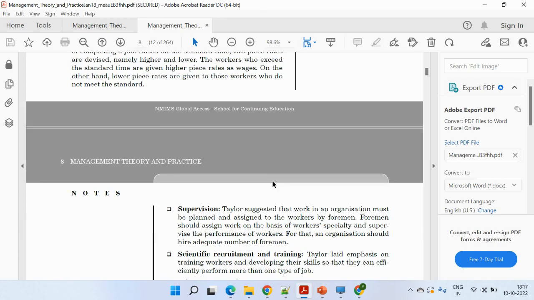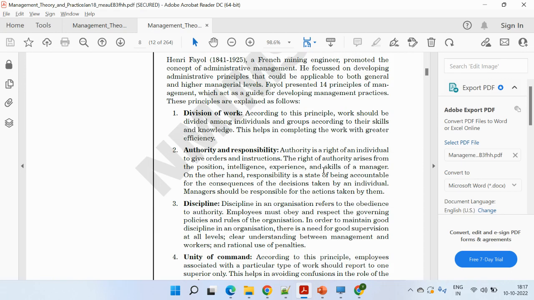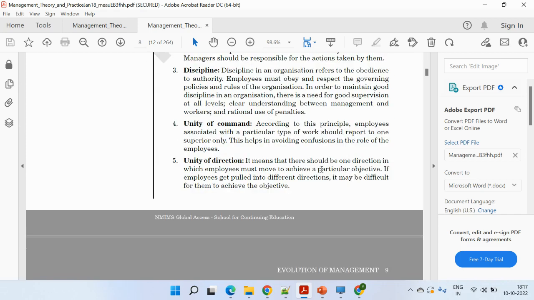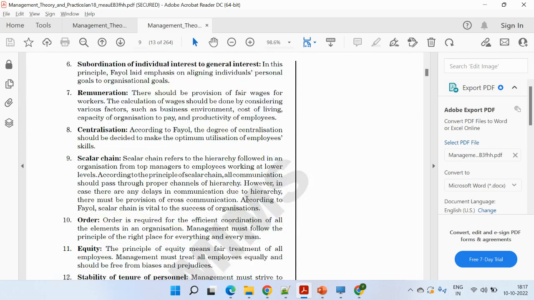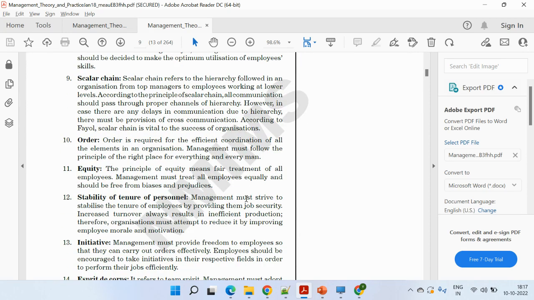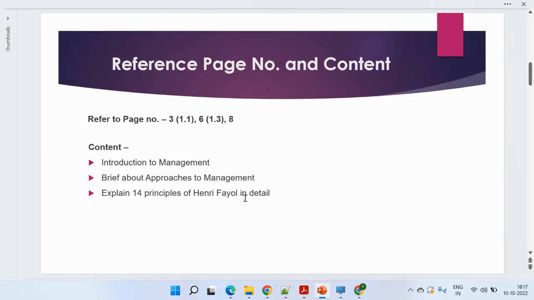And after that, going to page number 8, we are discussing Henri Fayol's 14 principles of management: division of work, authority and responsibility, discipline, unity of command, unity of direction, subordination of individual interest to general interest, remuneration, centralization, scalar chain, order, equity, stability of tenure of personnel, initiative, and esprit de corps. So these are all 14 pointers. Read them, do not directly copy paste, read the content and reframe the sentences in your own words. So this is pretty much straightforward. First question is clear.